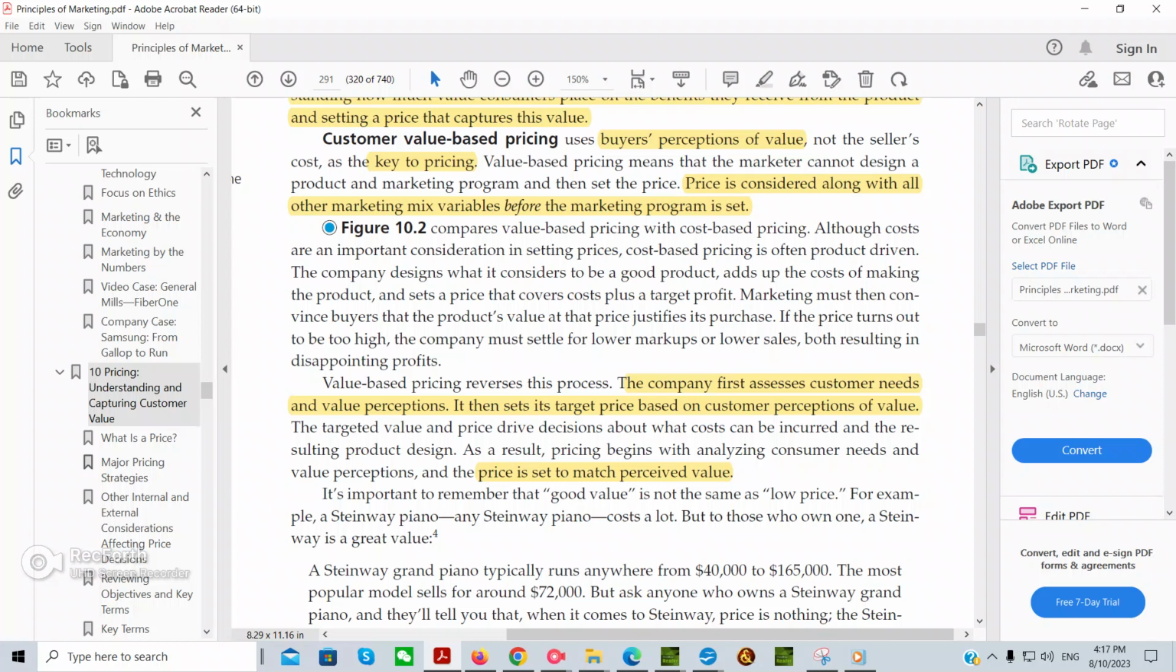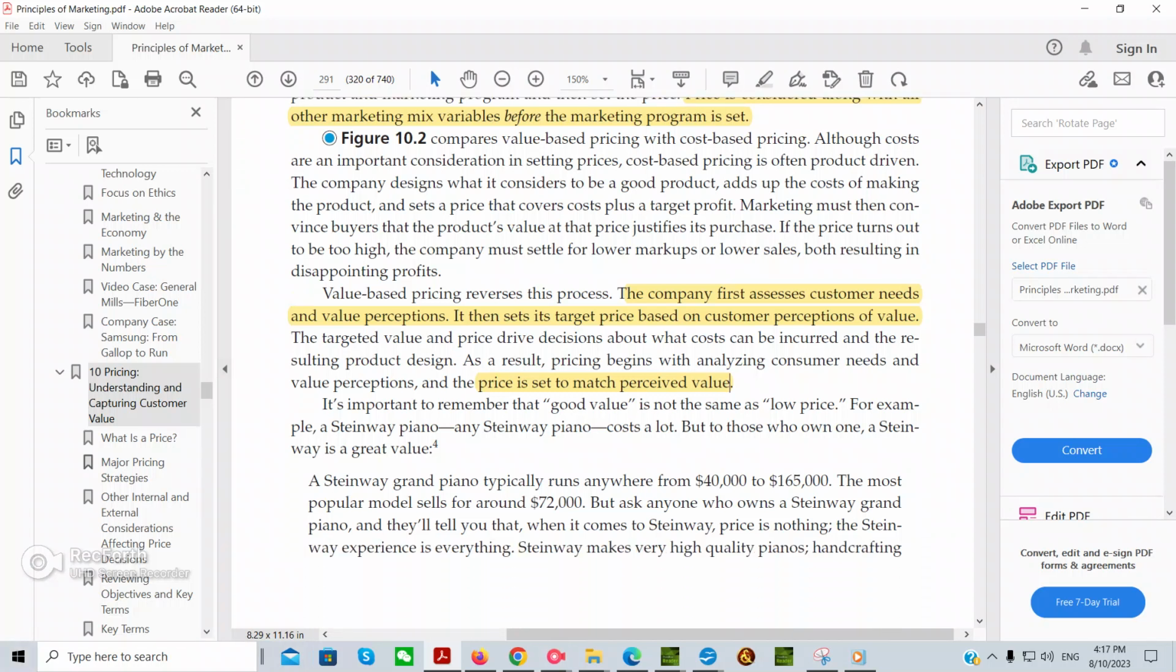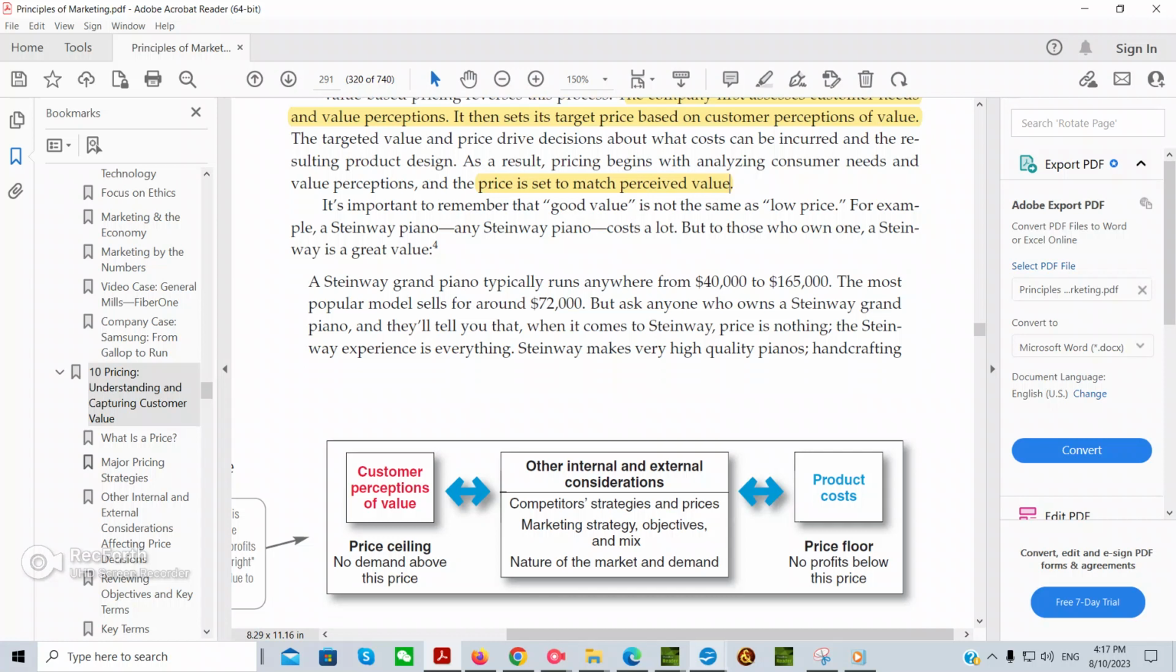For example, a Steinway piano costs a lot. To those who own one, Steinway is a great value. Its value is based upon the benefits of the product, the price compared to the benefits. It's the benefits of the product itself. Now, if you say it's a good buy, that would be benefits compared to price, benefits being the numerator and price being the denominator.